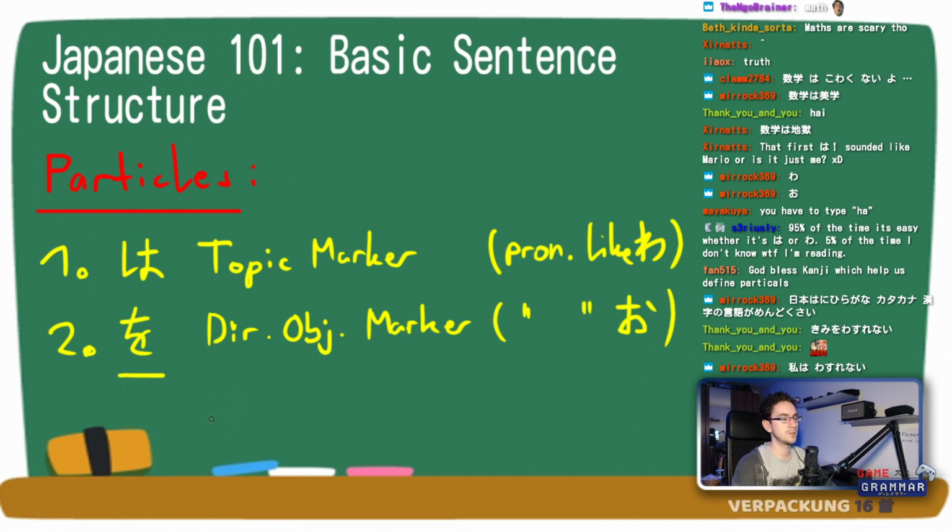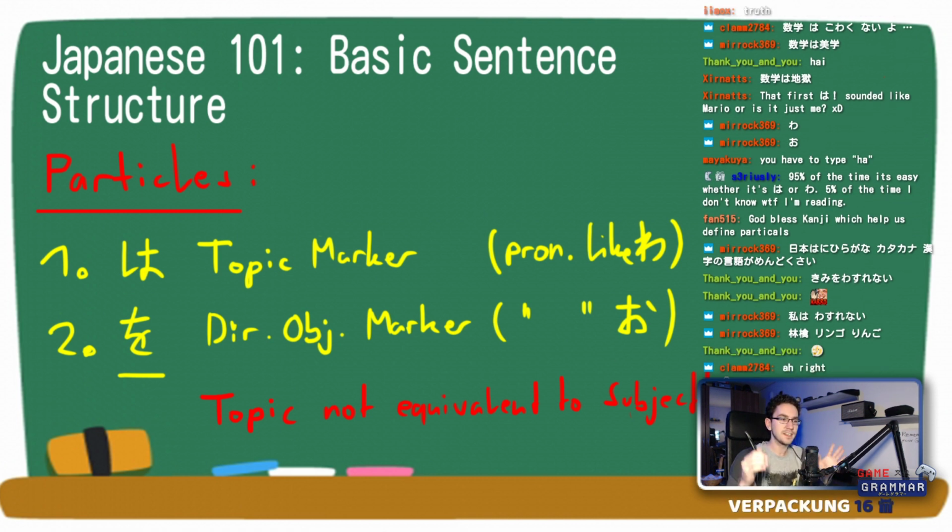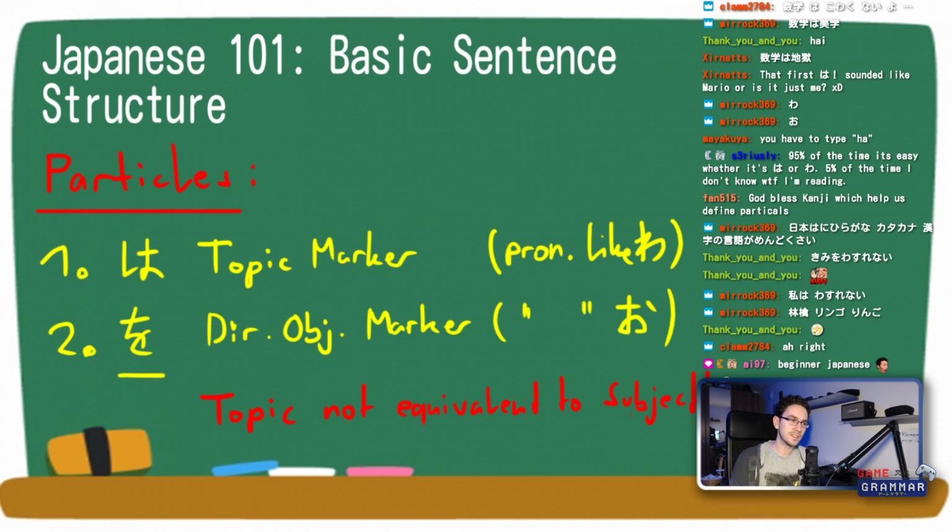Topic, I'll make it in red so it stands out even more. Topic, I don't know how I should write this. Topic, maybe we'll do not equivalent, okay? Not equivalent to subject. Subject, sorry. Subject. The topic is not equivalent to the subject, okay? It can be the same, but it isn't equivalent.